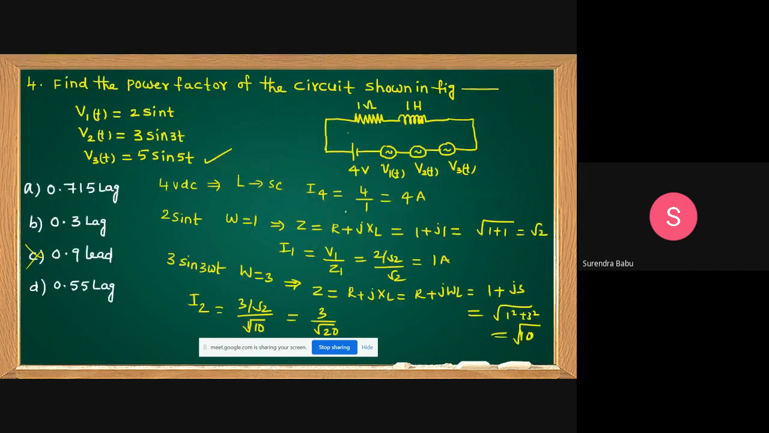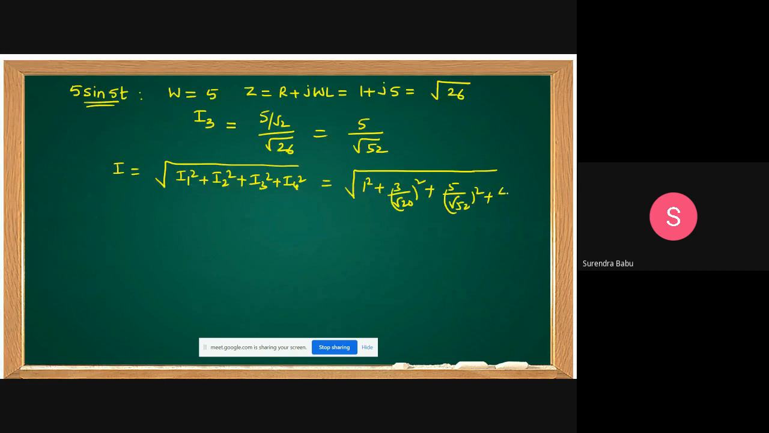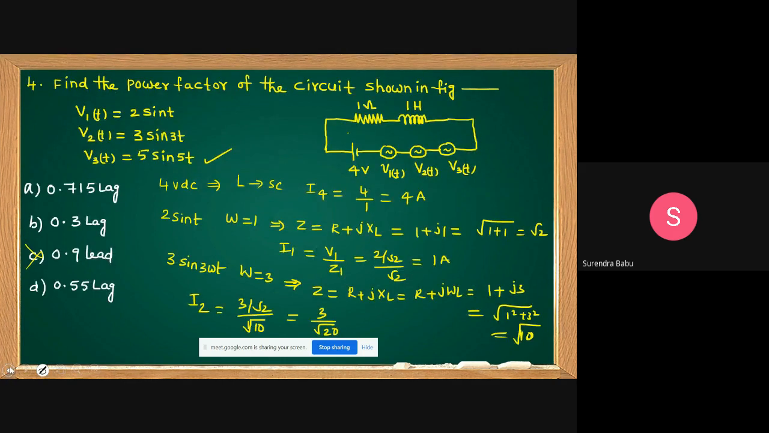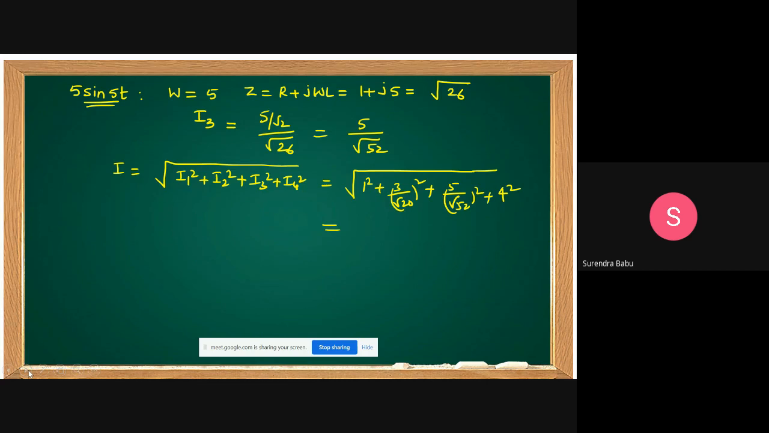But what is I4? I4 is 4 ampere, plus 4 square. Can anybody tell how much you can get for this one? Yes, come on students. This you can get 1 square plus 3 by root 20 whole square plus 3 by root 20 whole square plus 5 by root 52 whole square plus 4 square. How much can we get, students? 4.23 amperes we can get. Is it okay? Yeah, this is the total current in the circuit.